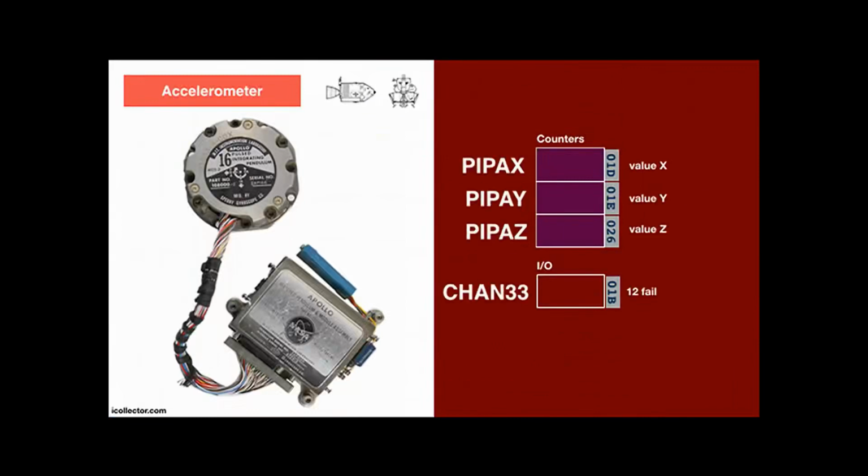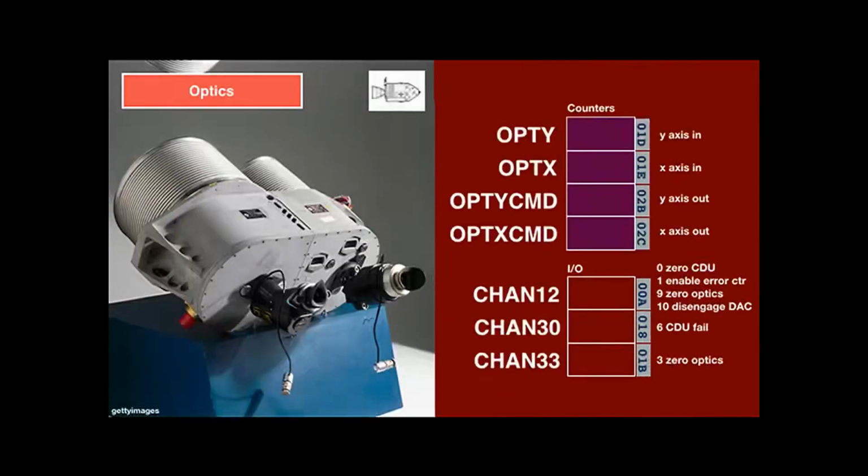The accelerometer measures acceleration forces on the 3 axes. The three values can be read from the PIPA counters. The optics on the command module are used to measure the relative position to the celestial bodies. The computer uses the OPT command counters to move the optics to point towards the general direction of a star and will read in the astronaut's fine-tuning through the OPT counters.